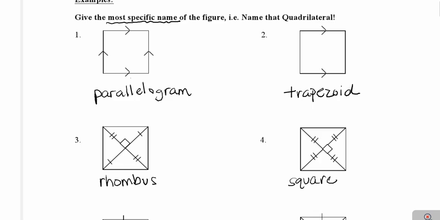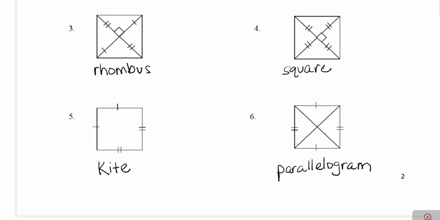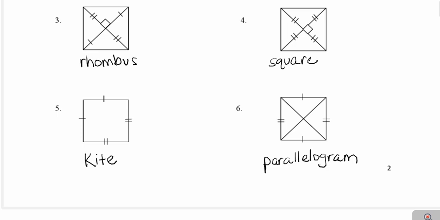In number 4, it looks very similar to number 3, except notice that all the small tick marks on the diagonals are the same. So therefore, the diagonals must also be congruent. So we already know that type of shape is a rhombus, but because the diagonals are congruent, that would also make it a rectangle, and since it has the characteristics of both a rectangle and a rhombus, the most descriptive name is a square.